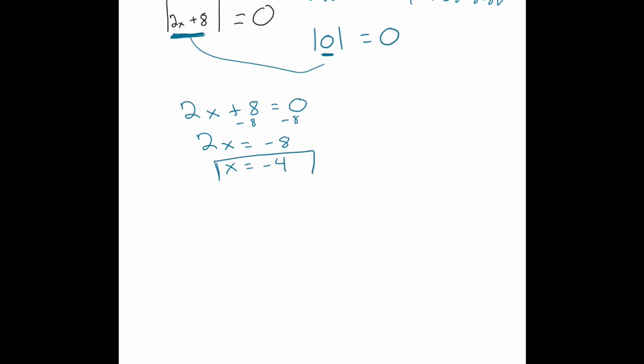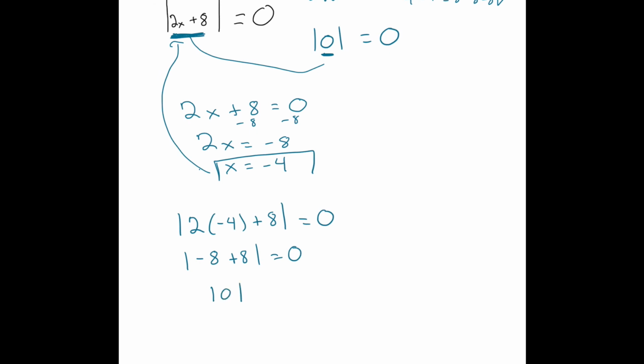And if we wanted to check that, go ahead, take that x right here, plug it back in. Going to have the absolute value of 2x. We're saying our x is negative 4 plus 8. It's going to give us 0. So 2 times negative 4 is going to give us negative 8. So we have negative 8 plus 8 is equal to 0. Negative 8 plus 8 is going to give us 0. Absolute value of 0 is 0. It's equal to 0. So that is correct.